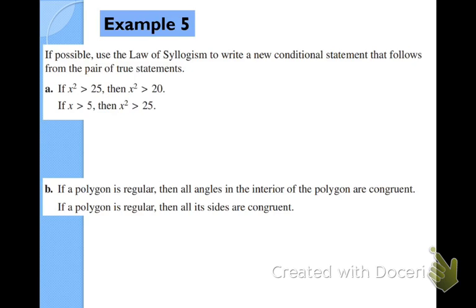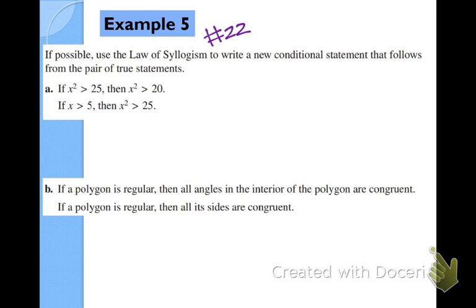So just write down the part that says A: if x squared is greater than 25, then x squared is greater than 20. If x is greater than 5, then x squared is greater than 25. I'm telling you right now, there's a problem on your classwork. I think it's number 22, don't quote me, but it's around there. That looks like this. It's similar. Okay, it has the same structure as this one.